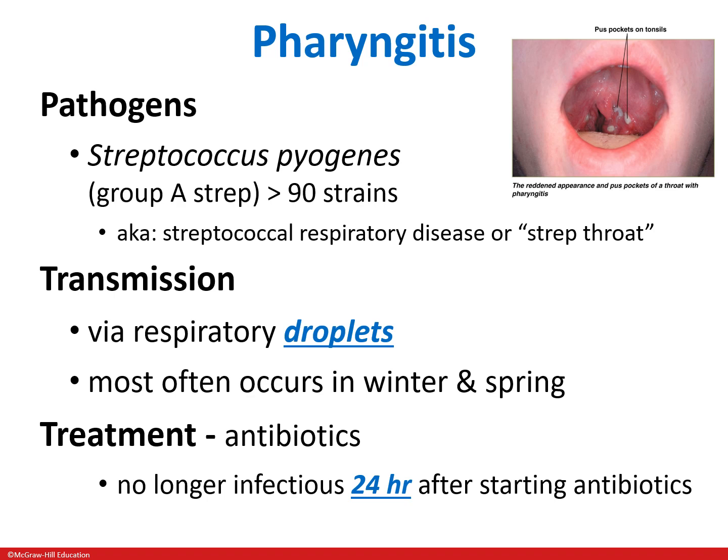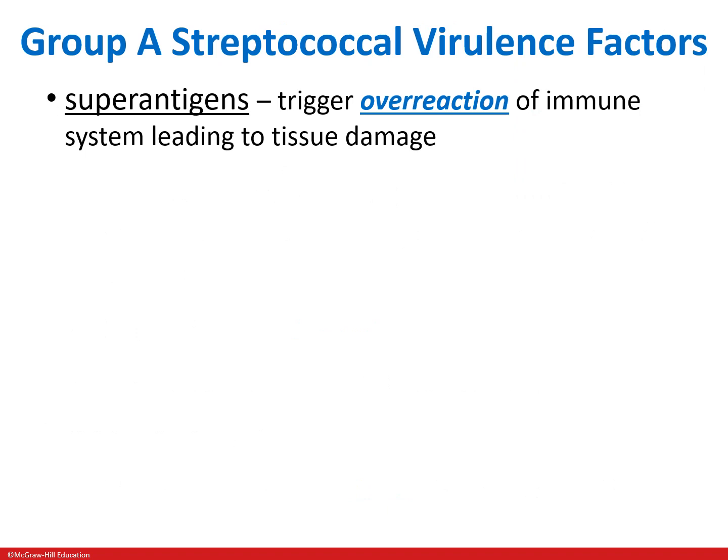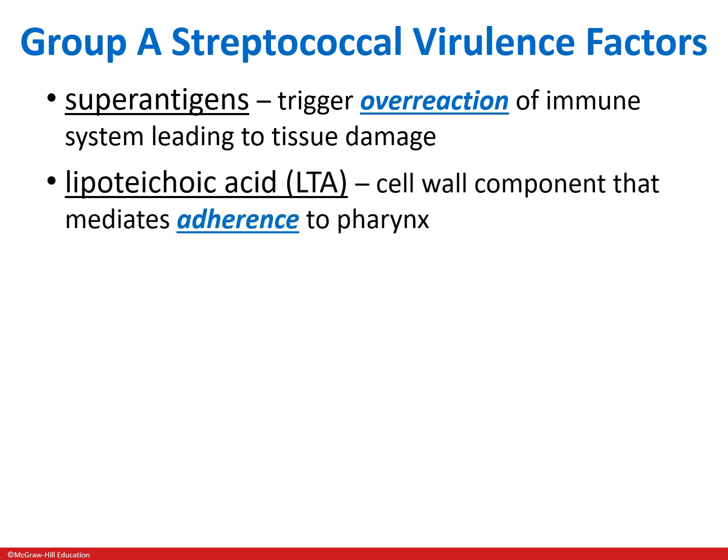There are a variety of virulence factors associated with this group A strep, and when it comes to the strep throat version of infections, most of them carry what we call superantigens, which basically trigger the immune system in an exaggerated way, which largely leads to a lot of the tissue damage that we see.